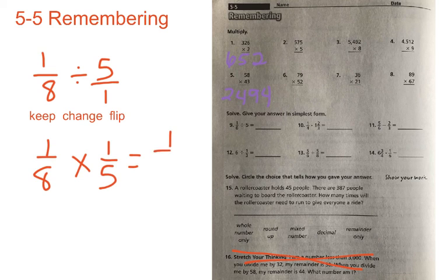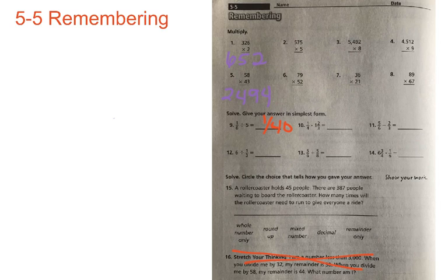1 times 1 is equal to 1, and 8 times 5 is equal to 40. So our answer here cannot be reduced. So your answer is 1 over 40, 1/40. Let's practice one of the multiplication problems. Let's look at number 10.